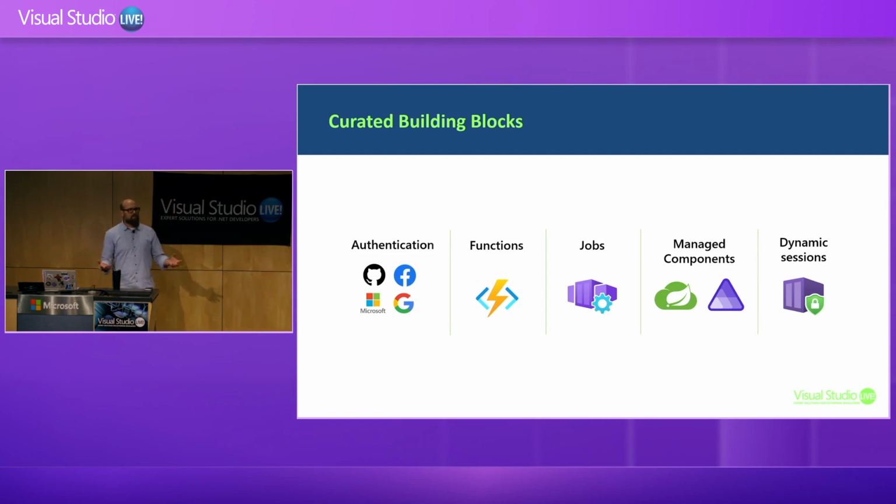You can run your functions. If you have a set of companion functions that you want to run in the same place and not worry about networking or any of those other concerns, you can run those. We have jobs that allow you to run batch or micro-batch kind of workloads. We have a set of managed components for both Aspire as well as Java Spring. And then lastly, we have this new feature, which is very tinted in this AI-first future, called dynamic sessions, which we're going to talk about next.